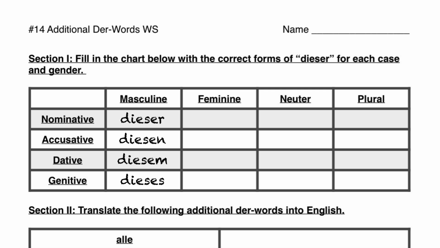The feminine forms are exactly like you would expect them to be. We have diese with an E at the end, diese with an E at the end for the accusative case. The dative uses dieser, and the genitive also dieser.